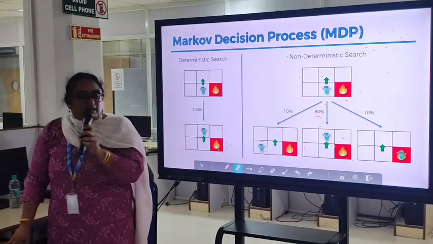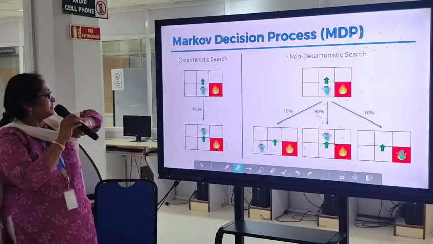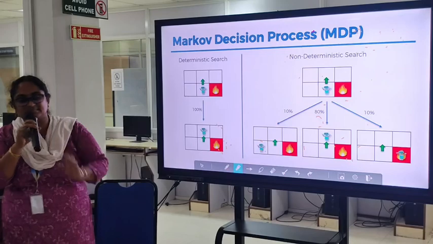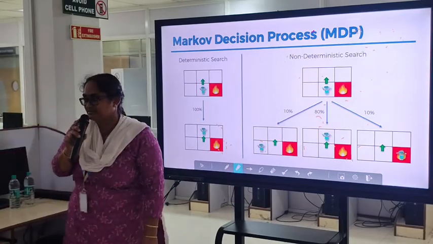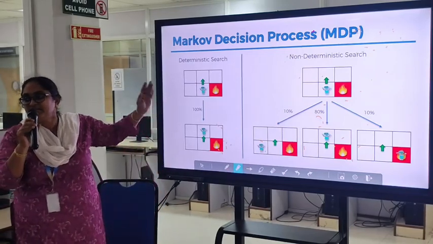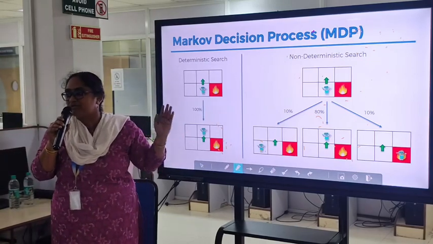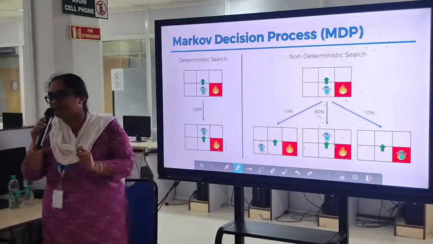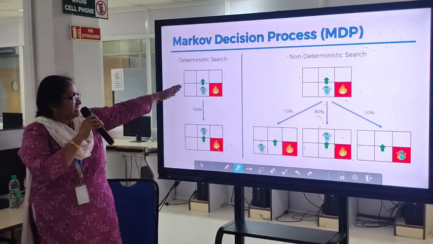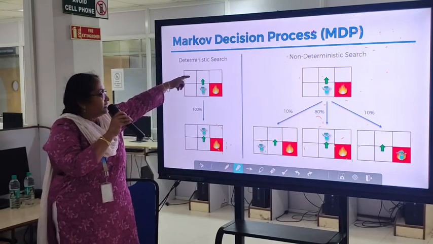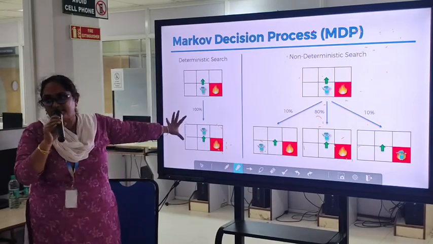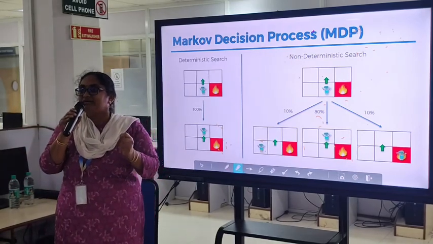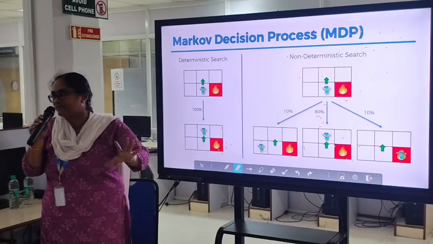So here there are two methods in the Markovian decision process. One is called a deterministic search, the other is called a non-deterministic search. In deterministic search, you have only one action that can be performed. The probability of performing that action is 100%, and there is no other probability. That is called deterministic. The agent is here and the probability that he will go up is 100%. This is called deterministic search.